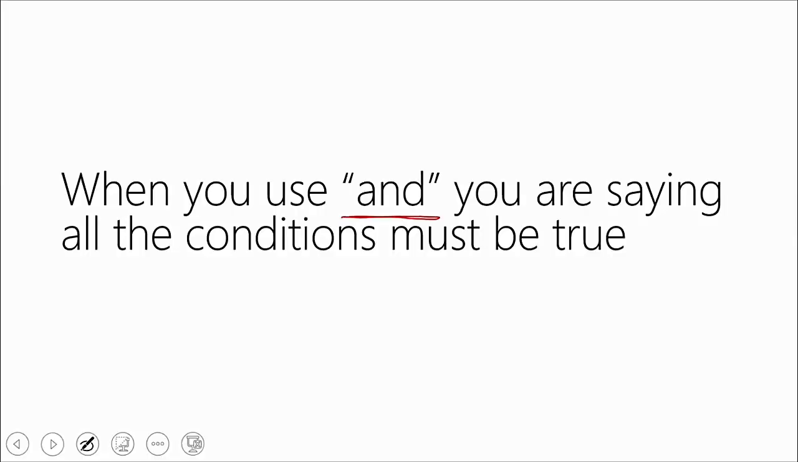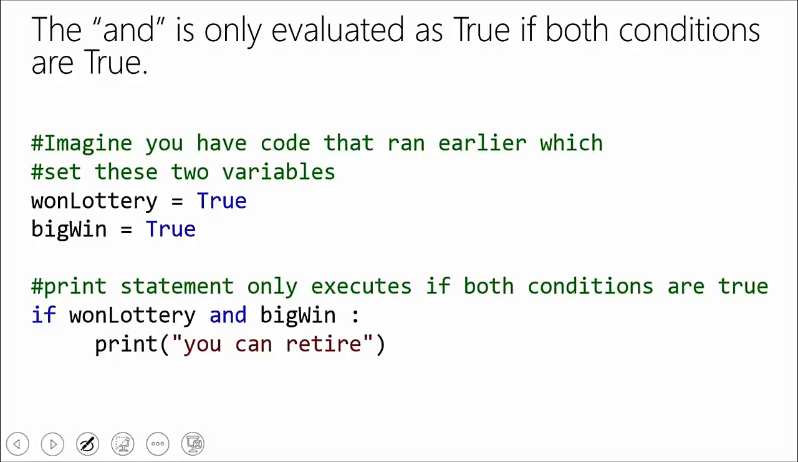You did. Now, here's the thing. You have to use and here, because what you're saying is both sides must be true. You have to have won the lottery, and it has to have been greater than $1 million. That is where and comes into play. So both won lottery and big win have to be true. Otherwise, it's not going to execute that. Both of those sides have to be true.